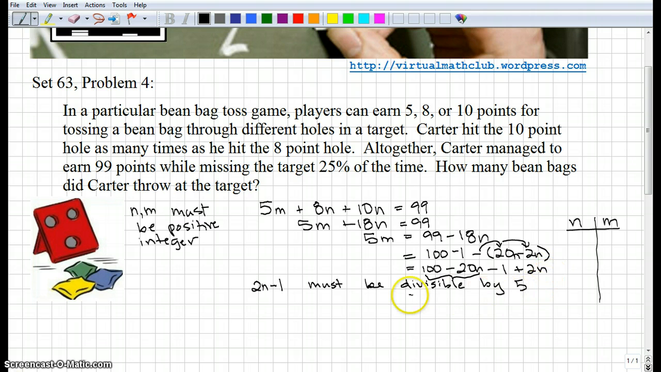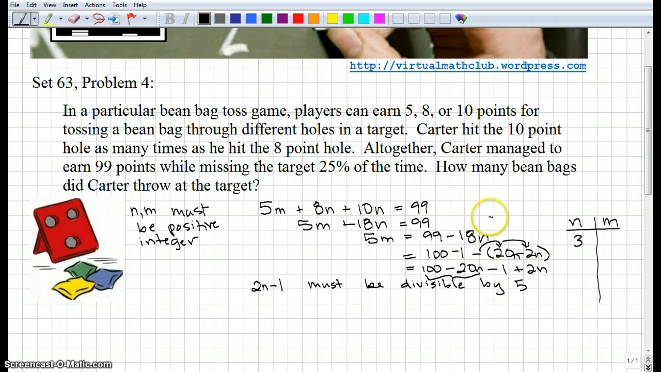Alright, so let's think about this. The first value that I could put in there, now n is a positive integer, so I can't put negative values in there. So the first positive integer I could put in there to make 2n minus 1 a multiple of 5 would be 3. Because then that would be 6 minus 1, which would be 5. Okay, so what do we get when we plug 3 in for n?